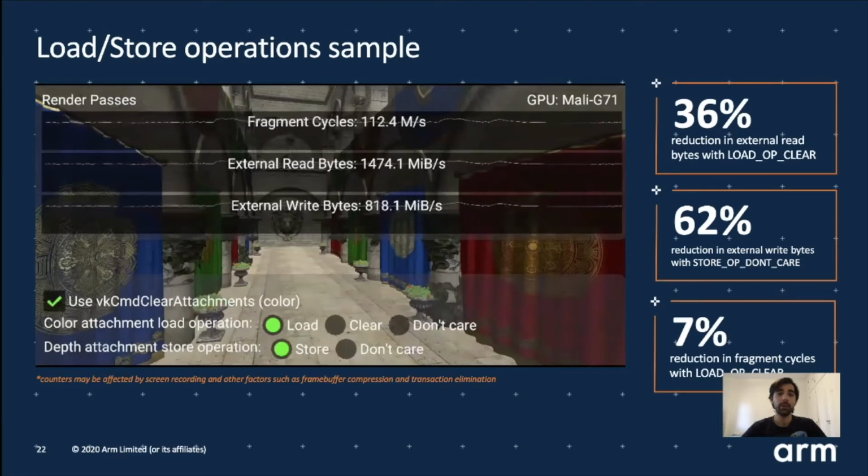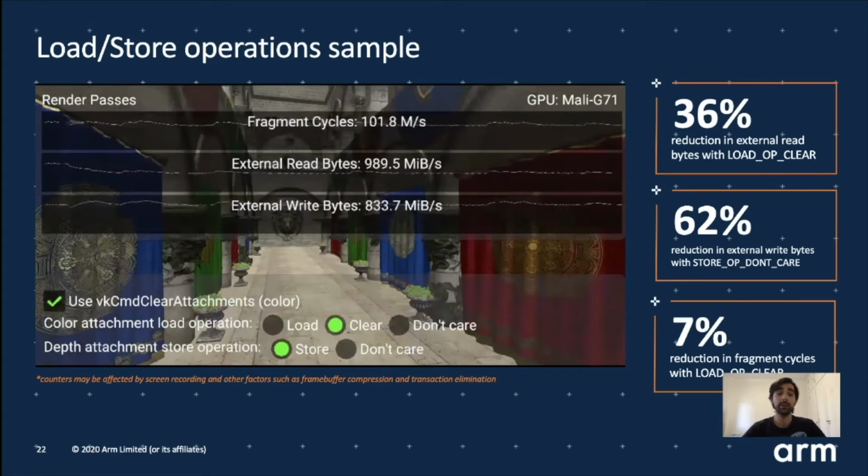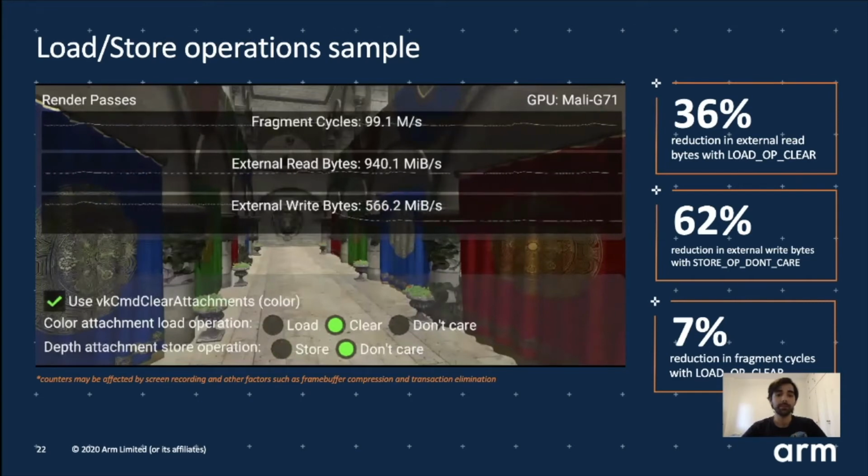And in our sample, you can see that if you toggle between load op clear and store op don't care, you will see in the bandwidth counters for read and write operations that there is a significant improvement in bandwidth if we make this depth attachment transient. Everything that we can save in bandwidth means that we can save in power, and on mobile that always translates to a better user experience.